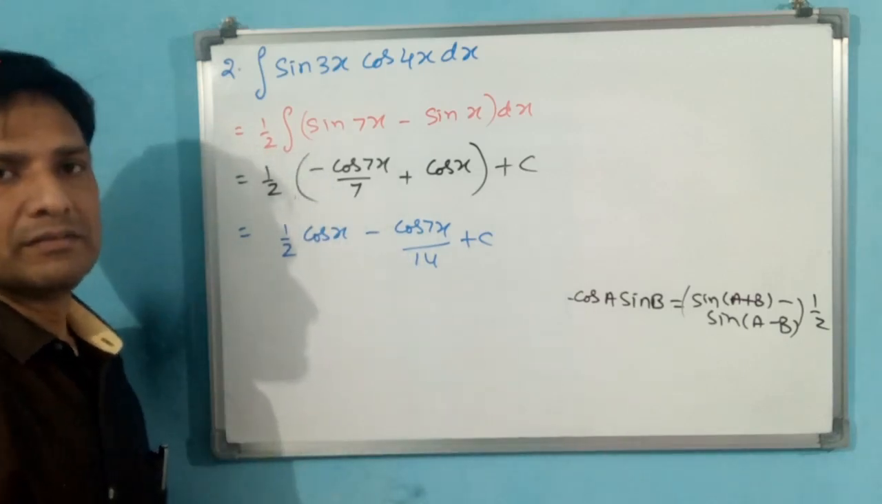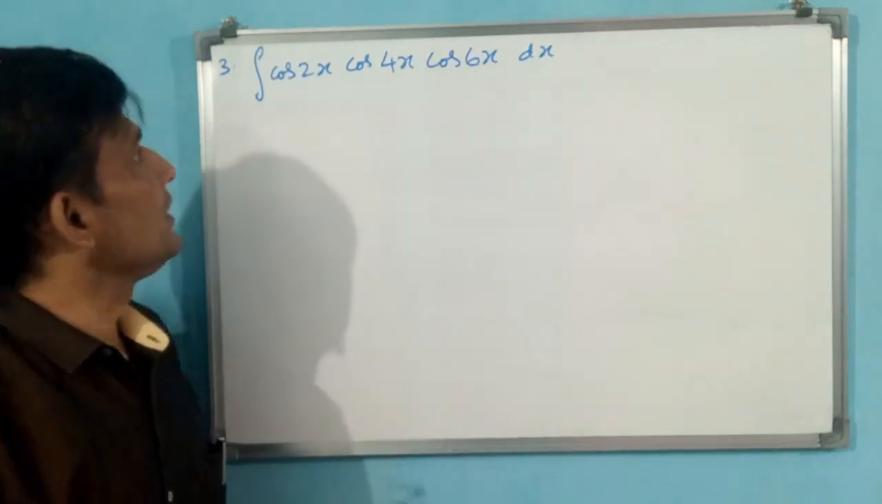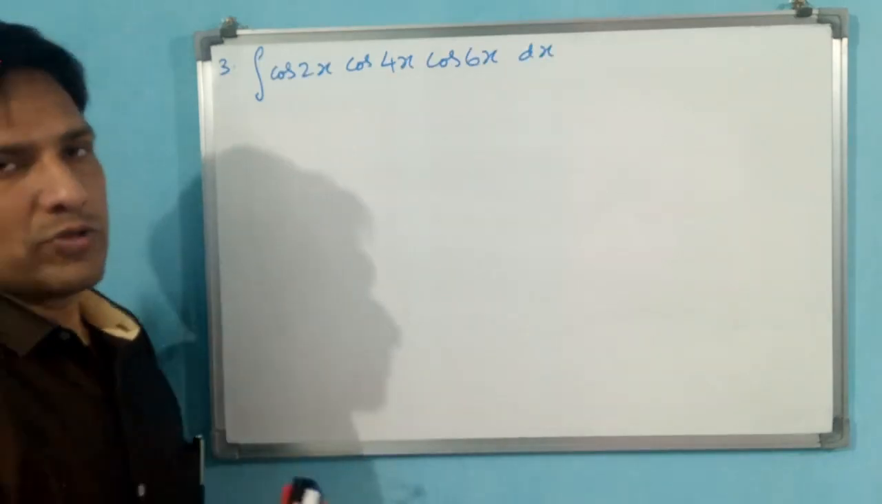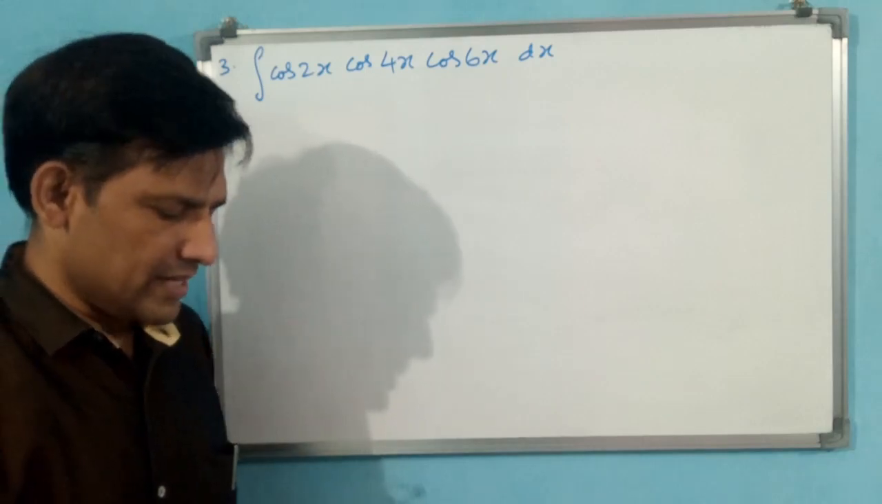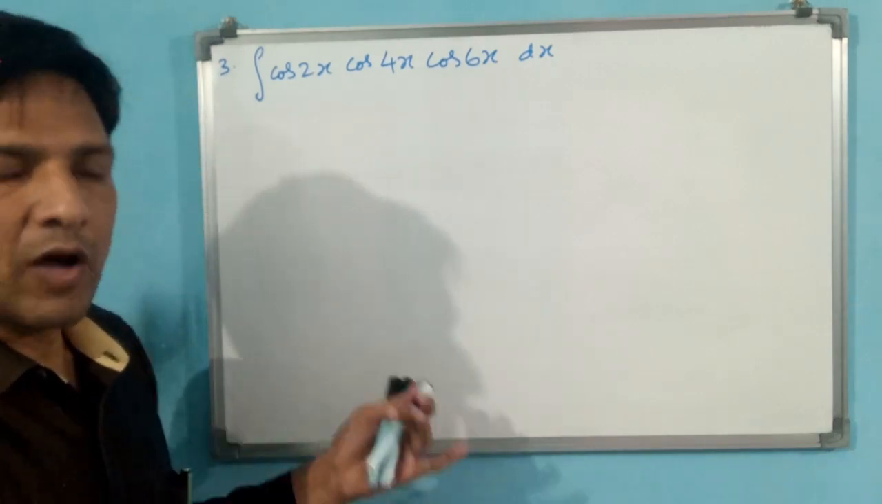Okay, take this, we will go for third question. Okay, see, integral cos 2x cos 4x cos 6x dx. Okay, how can you do this?